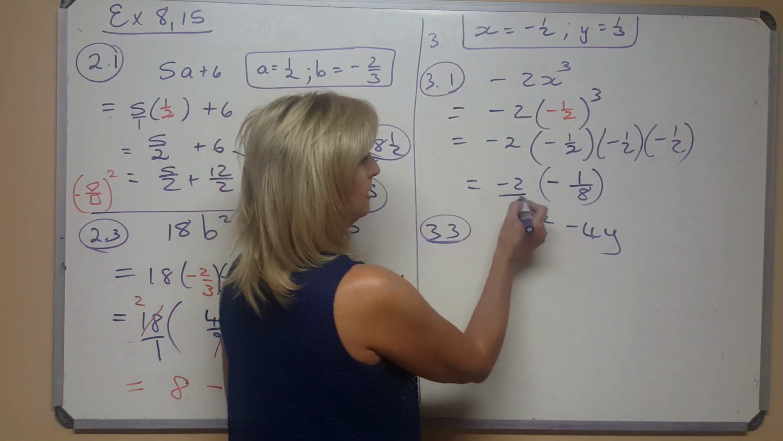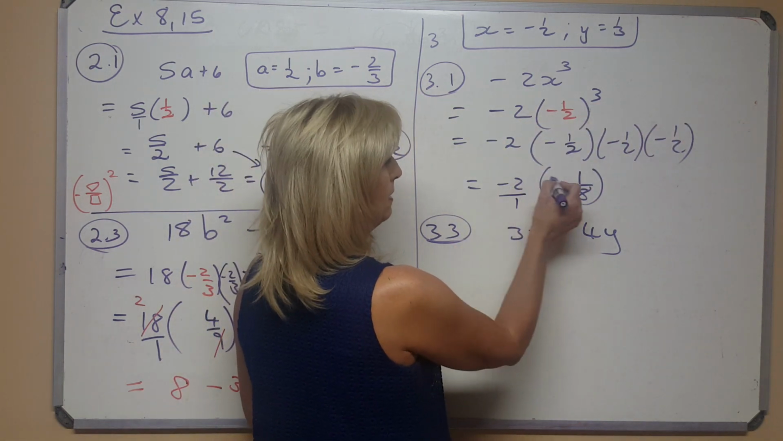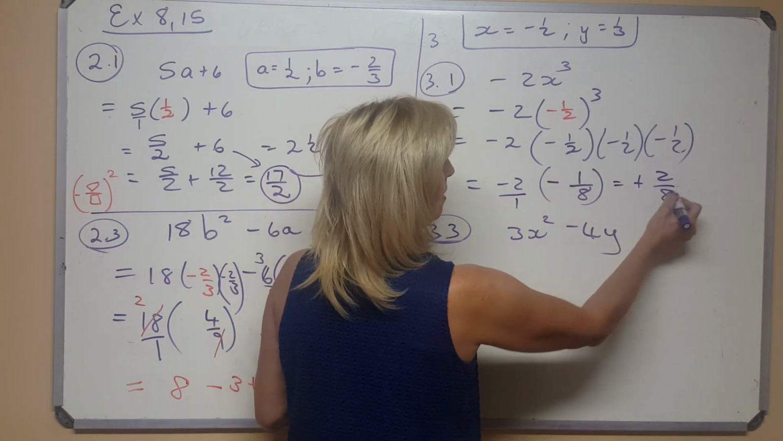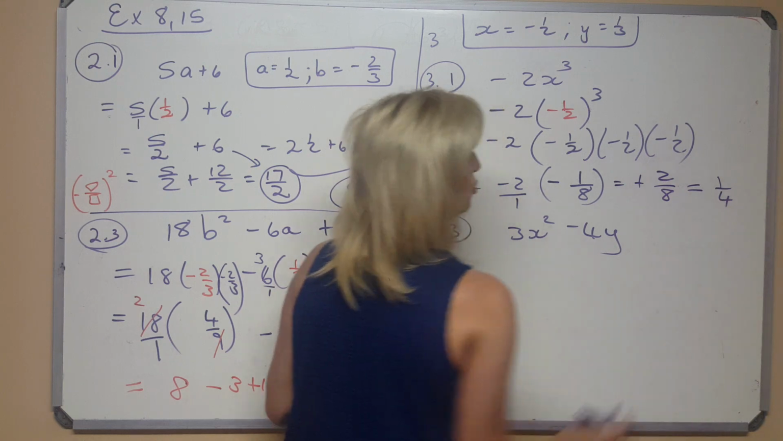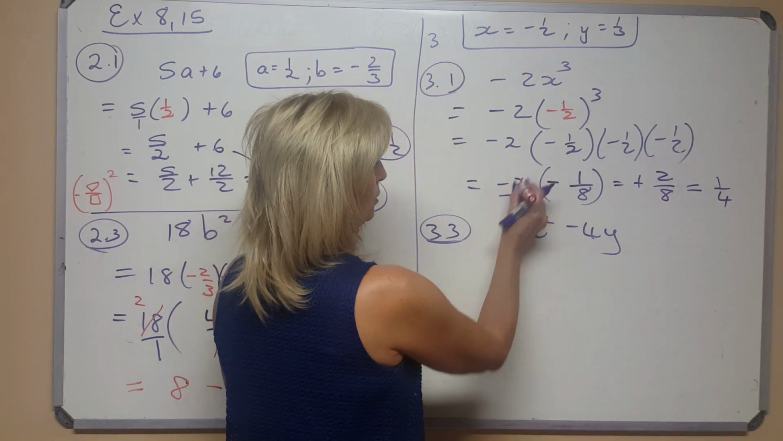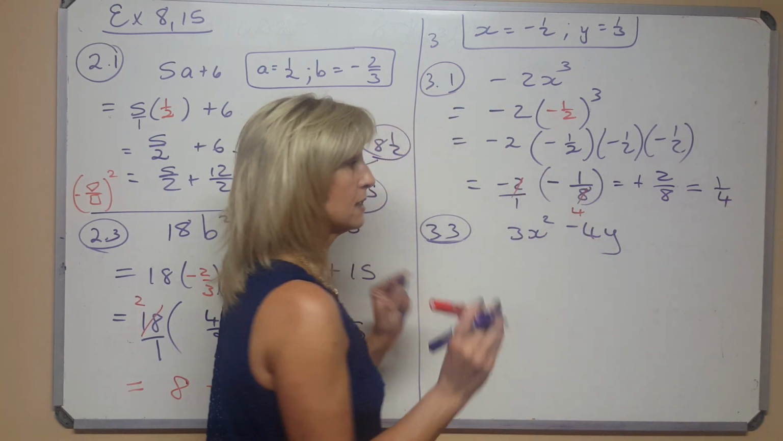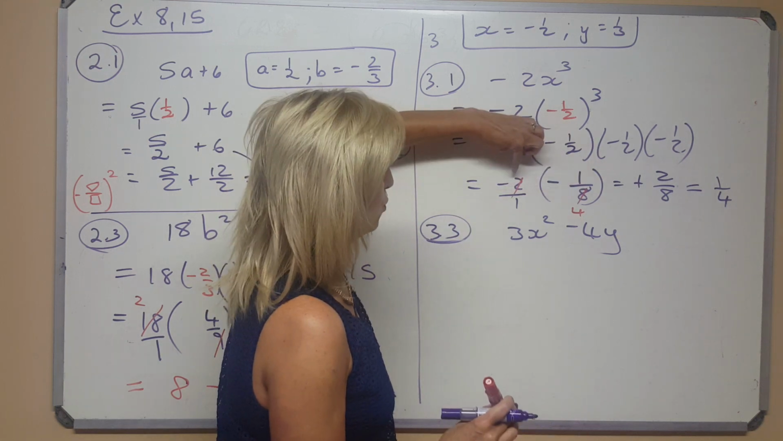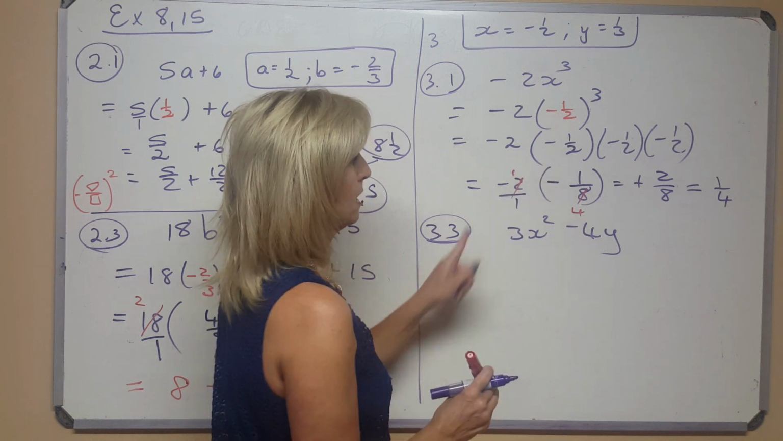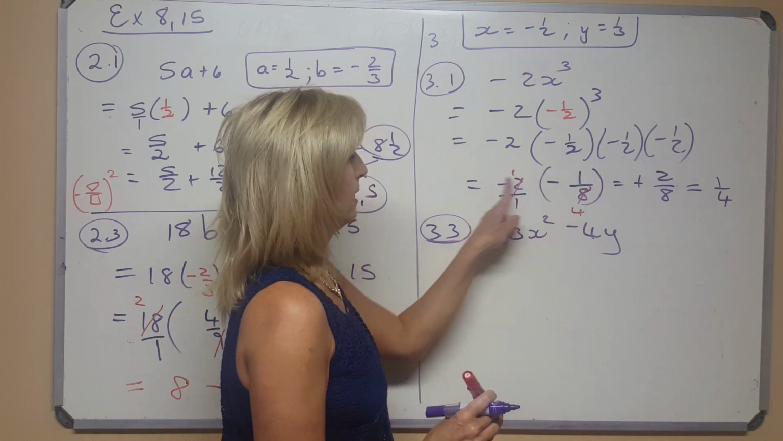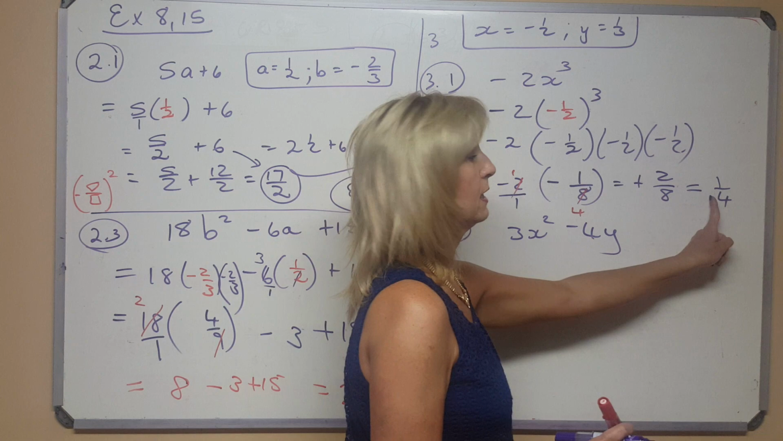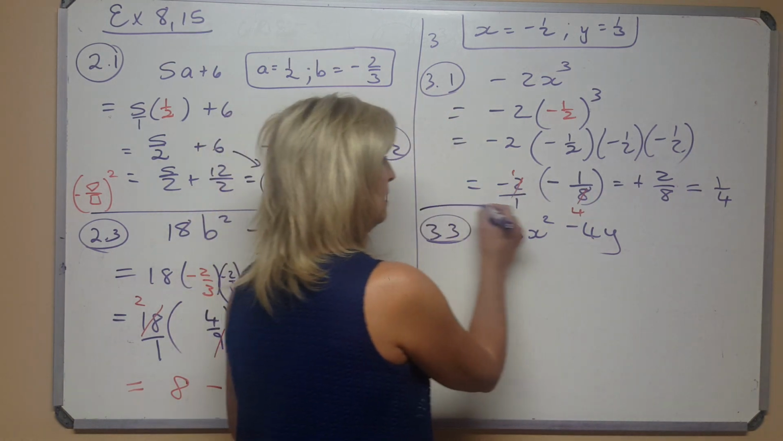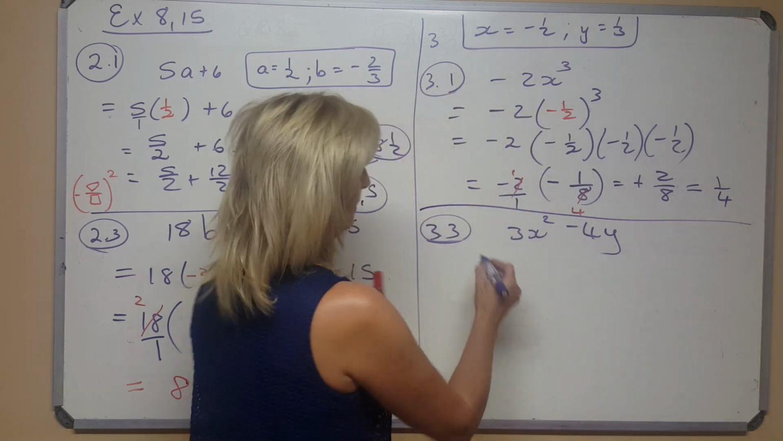Dan kan jy weer 'n keer sê, of min maal 'n min is 'n plus, 2 maal 1 is 2, 1 maal 8 is 8, which gives me a quarter. Or you can directly say, well, 2 goes into 8 4 times, so what's left? 1 at the top, not nothing, it's 1 because it goes in once. 1 at the top, 4 at the bottom, and a minus times a minus is a plus, so directly go to that step there.